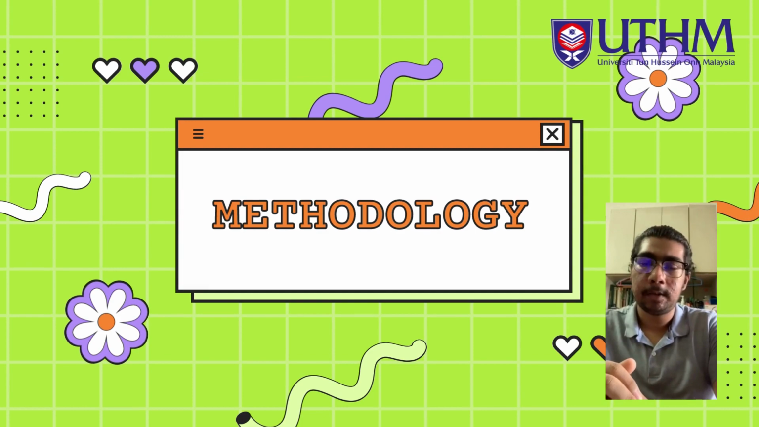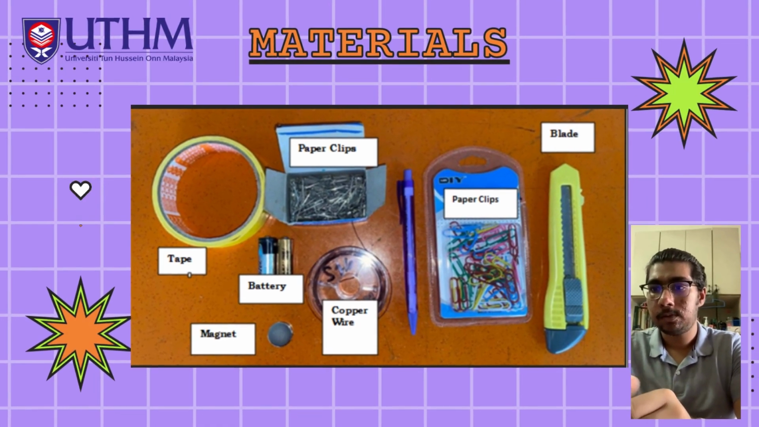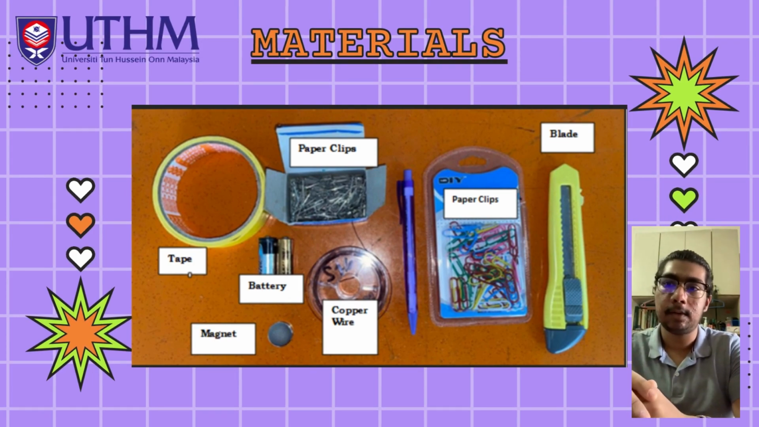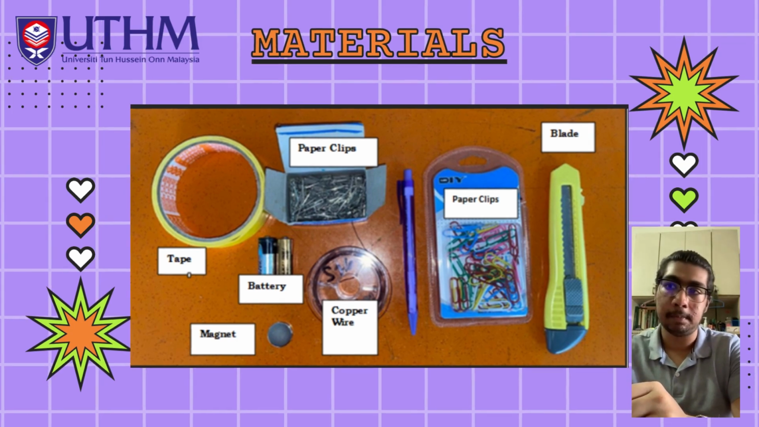Good afternoon everyone. My name is Vishnu Magendran, and for today we'll be moving on with the methodology. From the methodology we can see the materials that were used, such as a tape, battery, magnet, copper wire coils, paper clips and a blade.